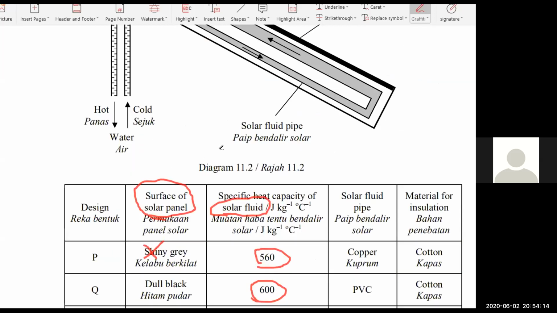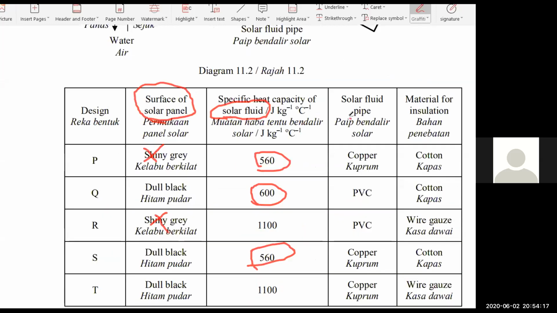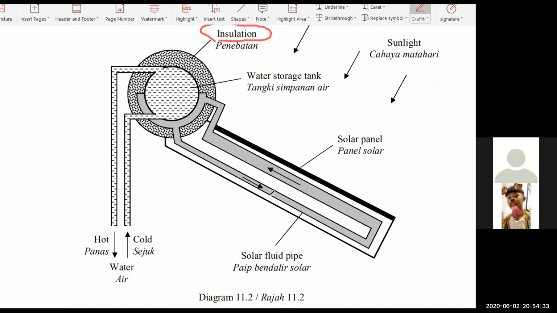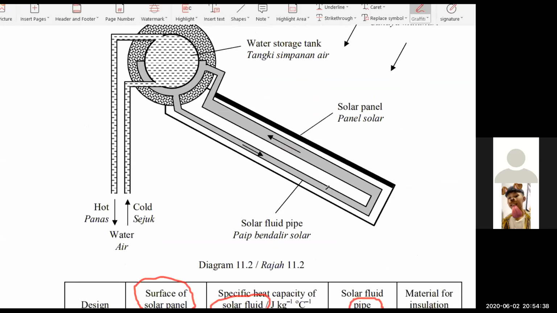Okay, third one is the solar fluid pipe. It's a pipe, you know, the material of the pipe. The pipe must be copper or PVC. PVC is something like plastic. Raymond, for this solar fluid pipe, choose copper or PVC? Copper. Good. Why choose copper, Raymond? It can transfer the heat faster. Yes, correct. Very good answer. Because copper can transfer heat. When you bring the heat here, it can transfer the heat faster.